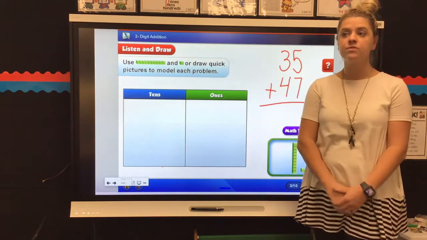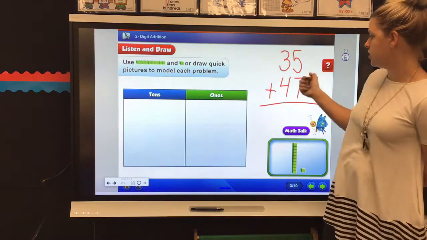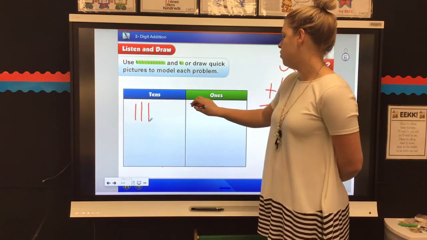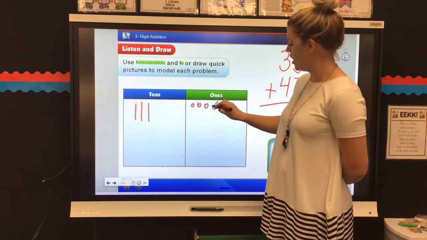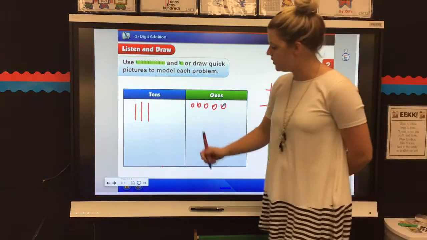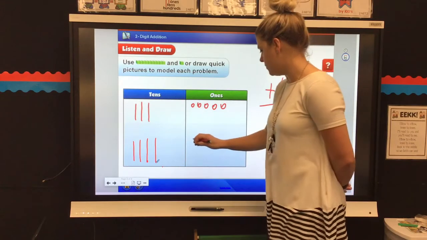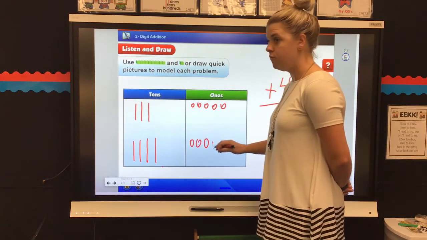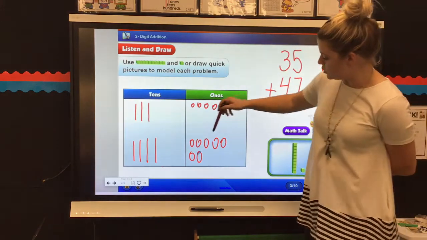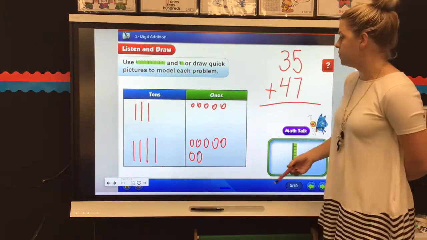All right, so we're going to use our place value chart to draw the base 10 blocks. 35, so 1, 2, 3, 30. 1, 2, 3, 4, 5, plus 47. So we're going to drop down a little bit. 10, 20, 30, 40. We're going to draw 7 more. 1, 2, 3, 4, 5, 6, 7. Remember that strategy Miss Gates told you about yesterday where we put the 5 on the top and then we start a new row. All right.